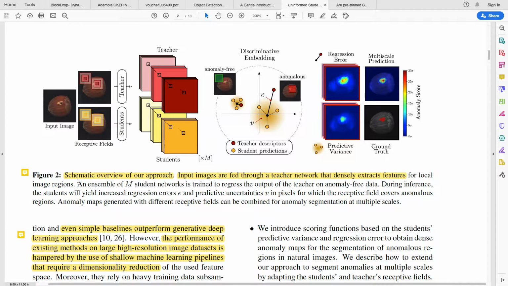So this is an overview of the approach. This is the input image. They have different receptive fields they experimented with. They have the student and the teacher. They have the student network. They have the teacher network. Okay. So this is the prediction. This is the ground truth.